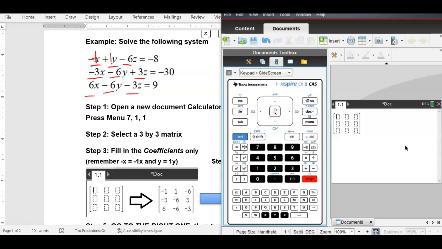So what I want you to put in those 9 boxes are these coefficients. Okay, so on the first row it's -1, 1, -6. Let's start typing that in. And then on the second row, it's going to be -3, -6, +3. And then on the third row, 6, -6, -3. Is that 3 and -3 on the third row? So I'm just looking at all these numbers on the equations here.